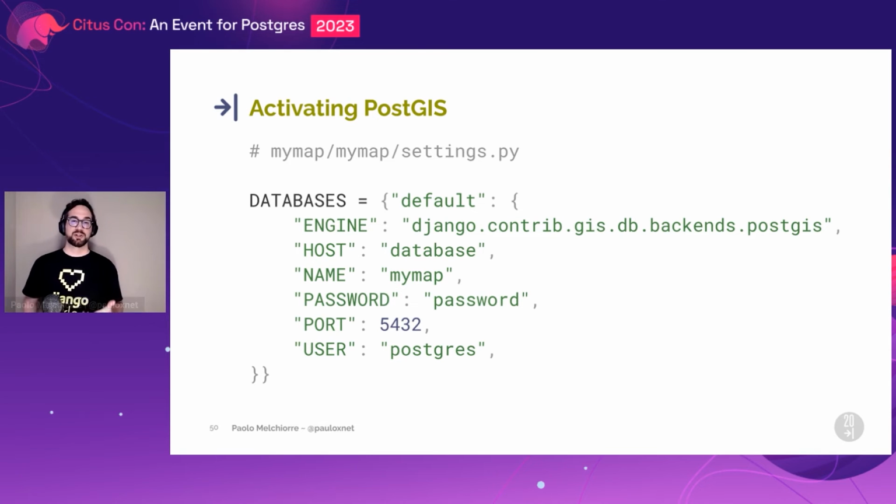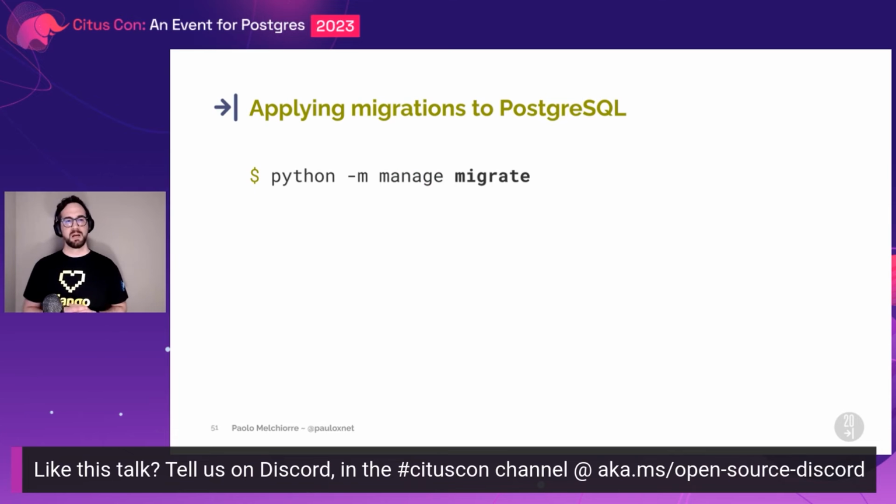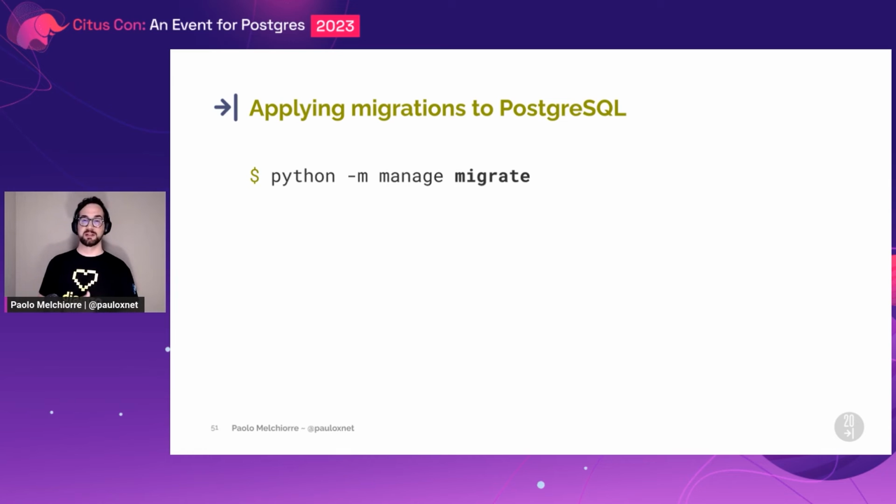We modify the project database settings, adding the PostGIS engine and the connection parameters of our Postgres database, which you may have locally or remotely or in Docker, for example. We now have to apply again all the migrations to the newly configured Postgres database.